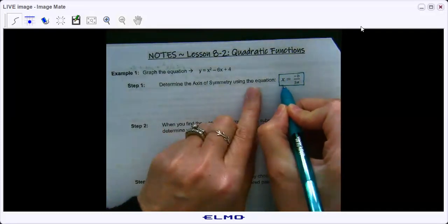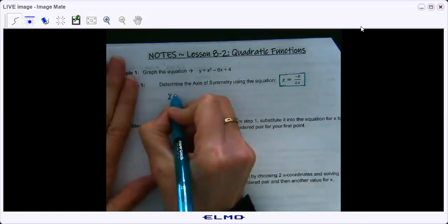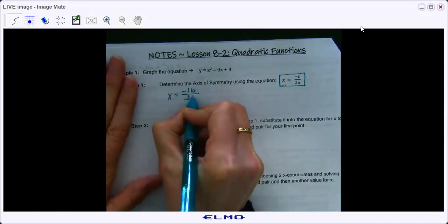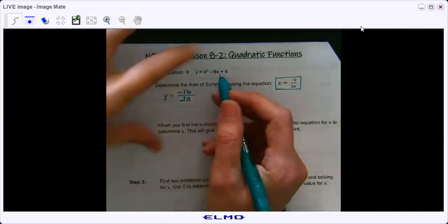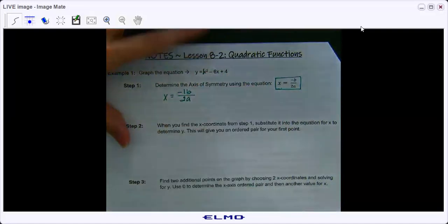So we find the x by using this equation right here. Okay, so I'm going to write this down. x equals -1b over 2a. Now you do not have to put the -1. You could just put the -b. However, I put the -1 so that it doesn't confuse you, so that if your b is negative, you know to multiply -1 times the -6. And remember, there's a 1 right here in front of the x squared. I'm going to zoom in a little bit.